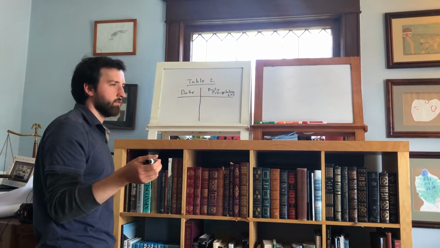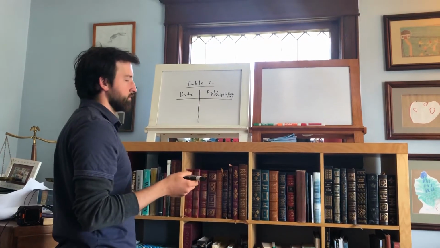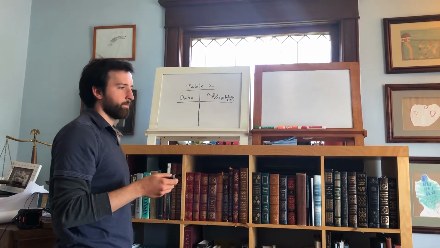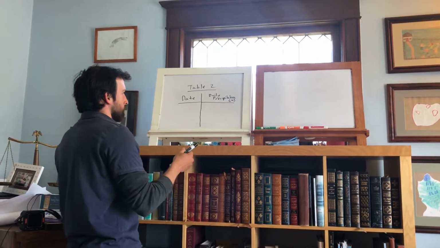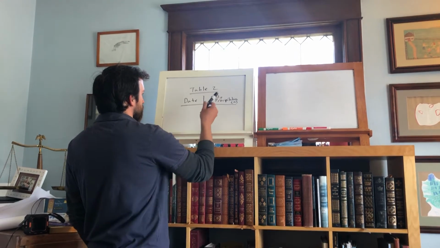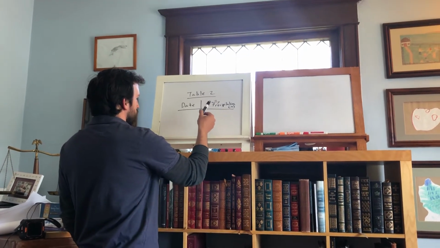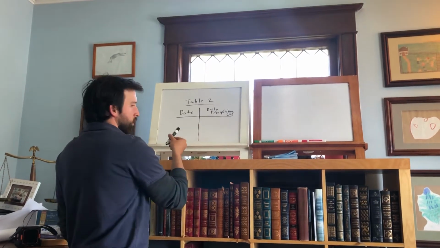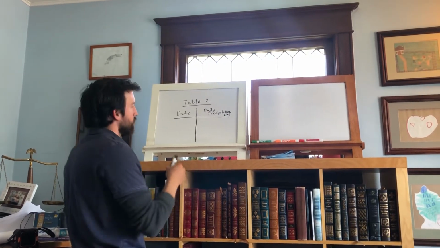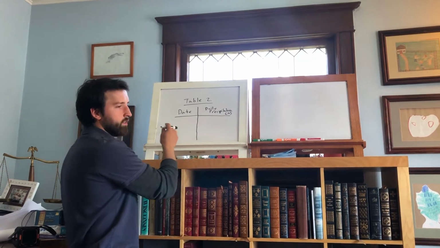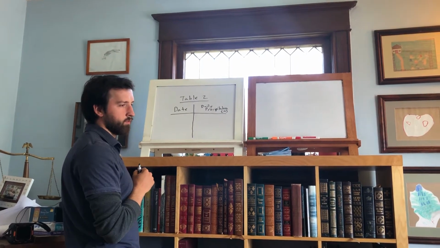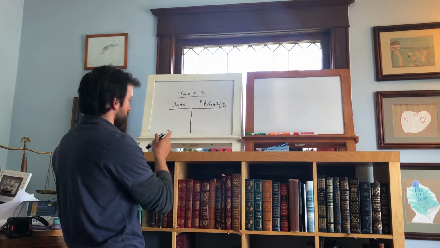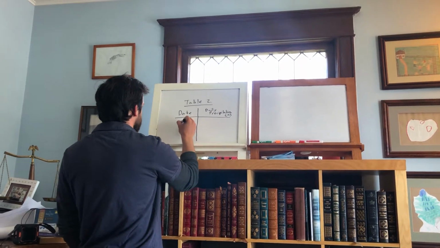Do you know what a variable is? Just a general definition. Something that changes. Yeah, something that changes. And in this case, we're looking at how the amount of rain changes over a specific amount of, what would be the unit of measurement, time. Over a specific amount of time.